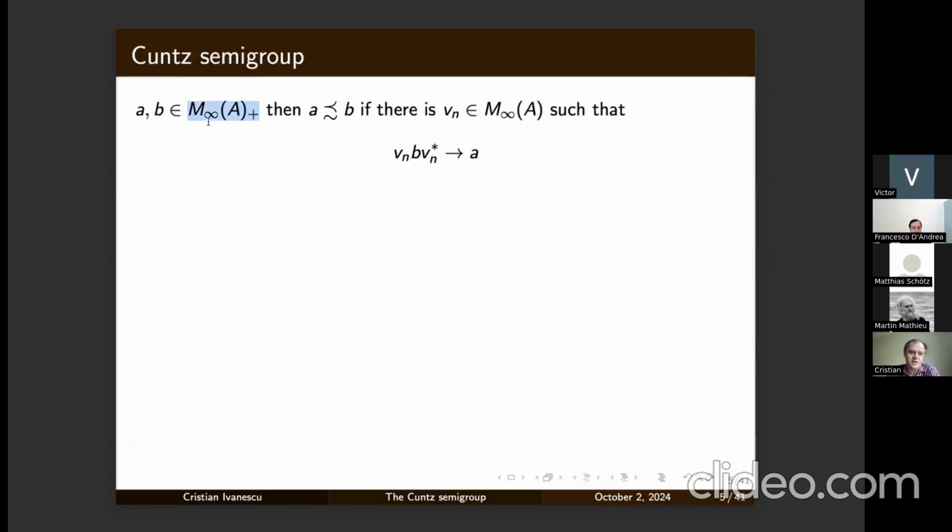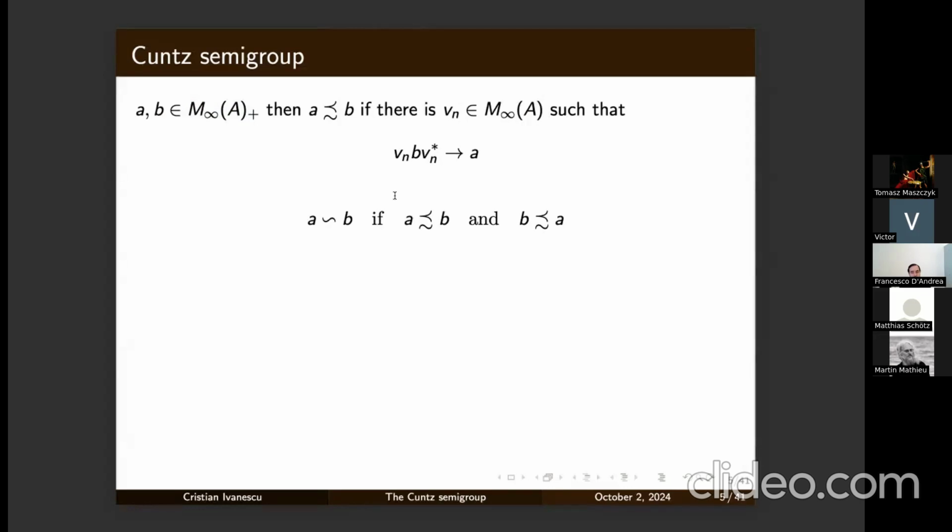And we say that A is Cuntz less than B if I can find a sequence of elements Vn in M infinity of A, such that if you cut down B by Vn and Vn star, left and right, this converges in norm to A. So this is what we mean by A is Cuntz subequivalent to B. And then we can define A is Cuntz equivalent to B if A is Cuntz subequivalent to B and B is Cuntz subequivalent to A. And it takes some work, but you can show that this is indeed an equivalence relation.